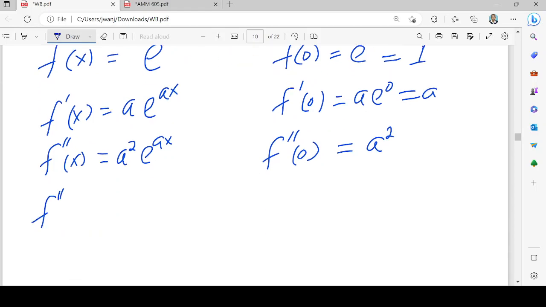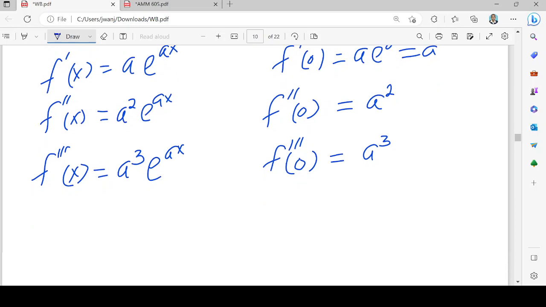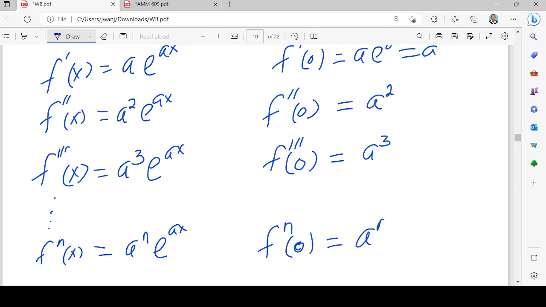We find the third derivative at any point x. This will be a raised to the power of 3 e raised to power ax, and its value when x is 0 will be a raised to the power of 3. And if we continue like this, we can write the nth derivative at any point x will be a raised to power n times e raised to power ax, and its value when x is 0 will be a raised to power n.